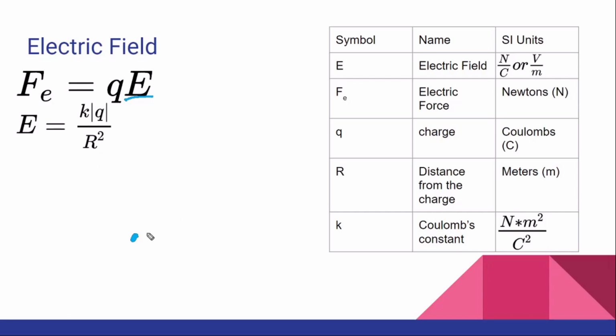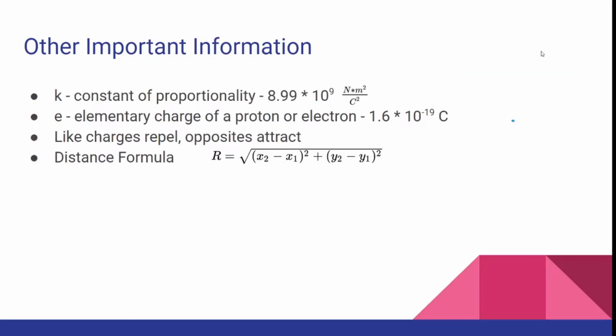Say you have a point-like charge here that has its own electric field, and you have a charge here within the field. Some other important information to remember is that K is the constant of proportionality, or Coulomb's constant, and is equal to 8.99 times 10 to the 9th. For simplicity's sake, I will be using 9 times 10 to the 9th. Your elementary charge of a proton or electron is equal to 1.6 times 10 to the negative 19th coulombs.